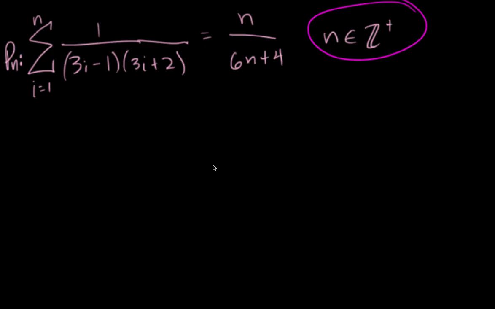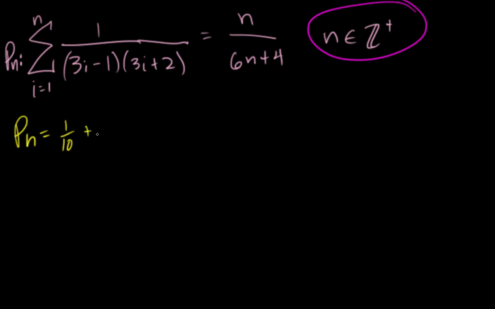Hey math kids, we're going to keep going with mathematical induction. Here's our P of n, and we're going to write out some of these terms to show P of n a little bit better. If we plug in a 1, it's going to be 3 minus 1, so 1 over 2, and 3 plus 2, so that's 5. So it's going to be 1/10 for that first one.